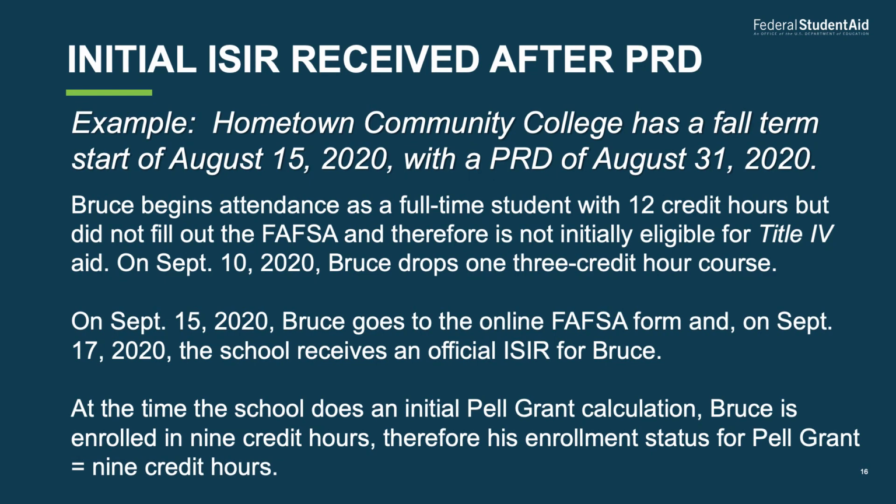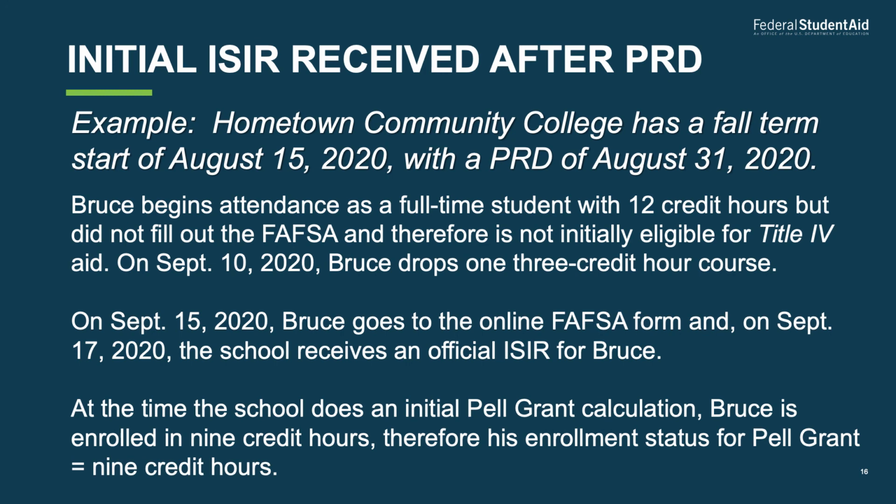Following to the next slide, again, we are looking at the same setup for Hometown Community College with a PRD of August the 31st. We have Bruce's scenario. Bruce is enrolled in 12 credit hours at the term start, but did not complete the FAFSA before the PRD of August the 31st. It's important to note that Bruce drops a class for 3 credit hours on September the 10th, bringing him down to an enrollment status of 9 credit hours.